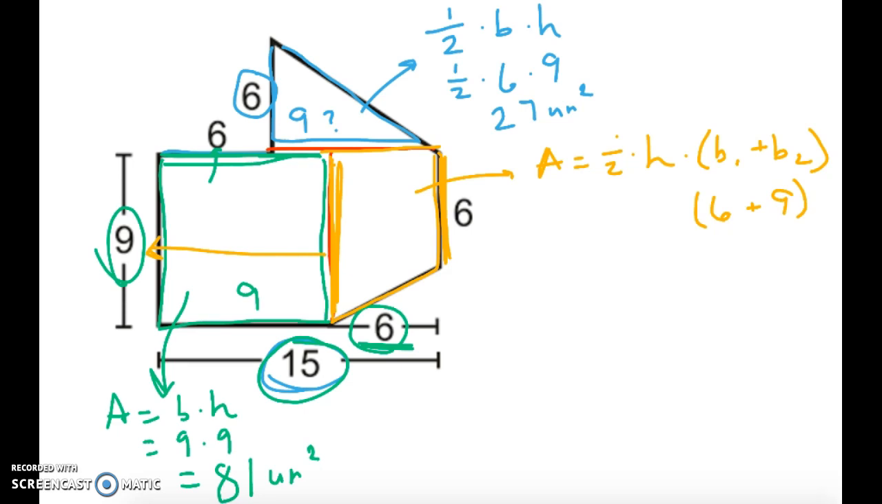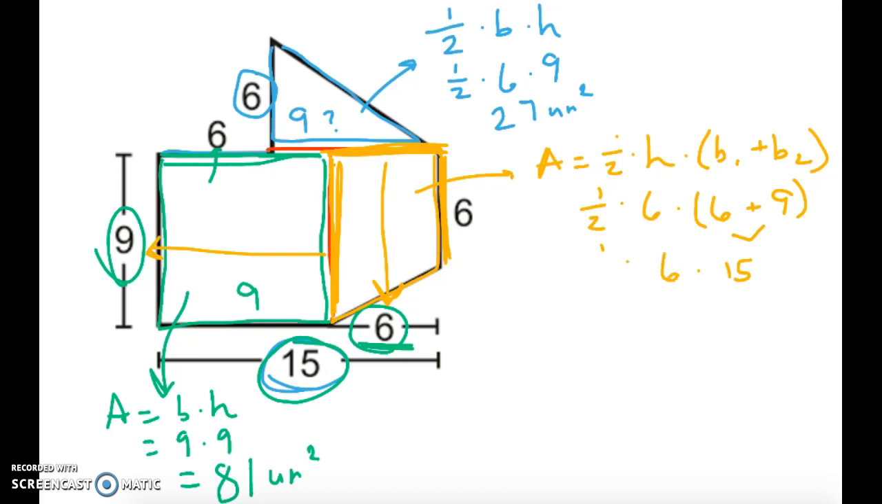The height really is this line that's perpendicular between the two bases, which is parallel to this segment, which is 6. So that 6 will represent my height, and I've got to multiply all of that by 1/2. Using order of operations, 6 plus 9 gives me 15.